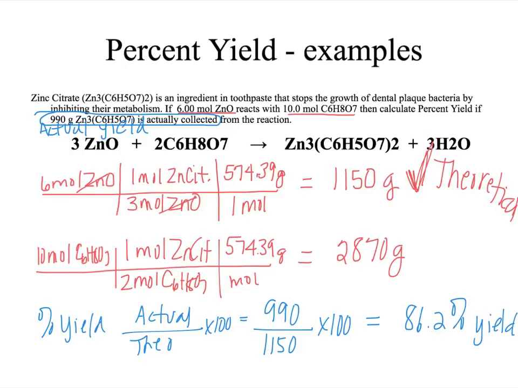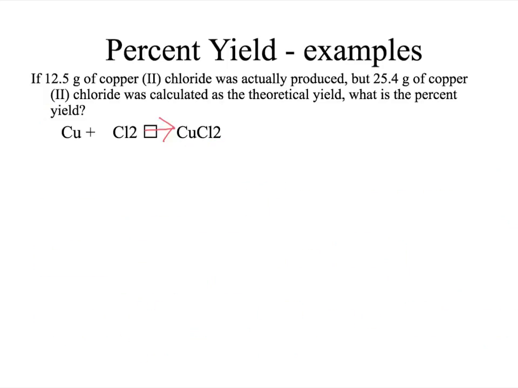All right, I'm going to go on and do the next problem. So when we read this problem, we see if 12.5 grams of copper was actually produced. So we see that actually produced. So we know that that is going to be our actual yield right there. So they give us that number. And in this one, they also gave us our theoretical yield. It says, but if 25.4 grams of copper chloride was calculated as the theoretical yield, what is the percent yield?